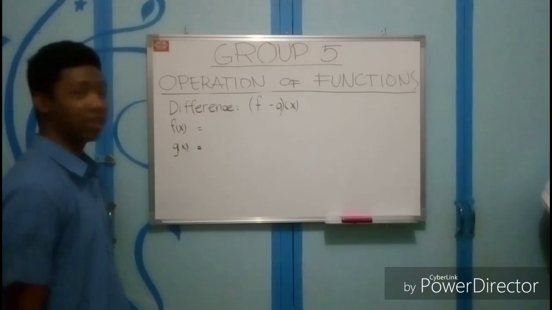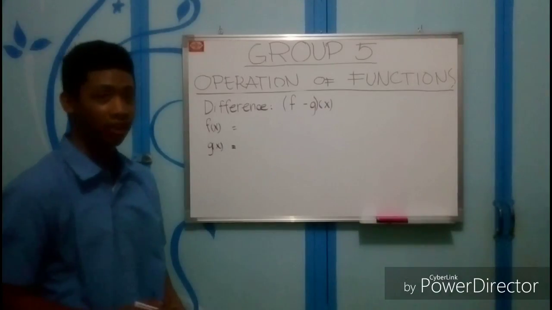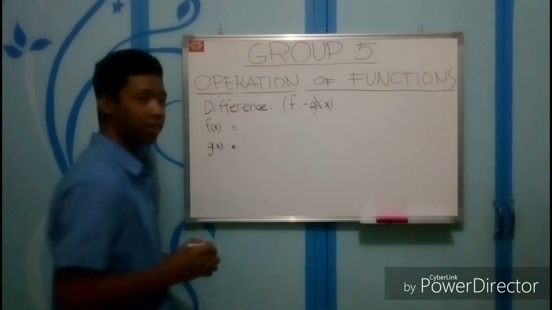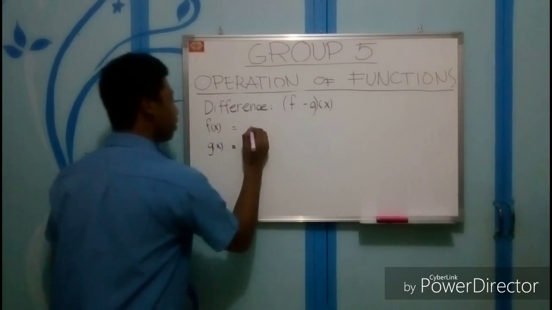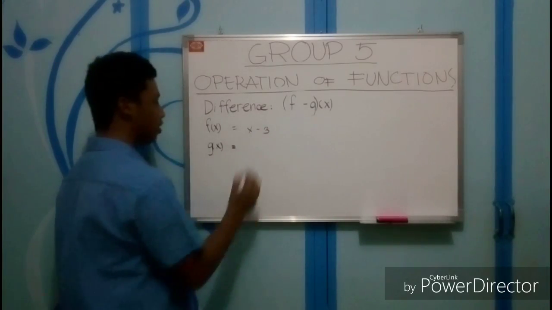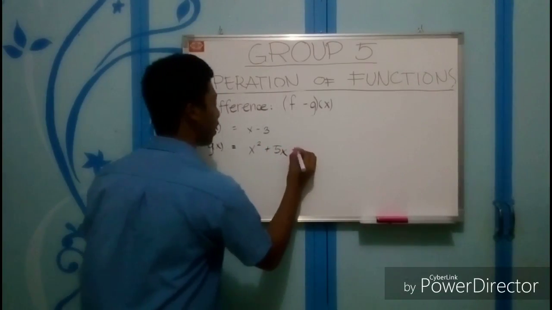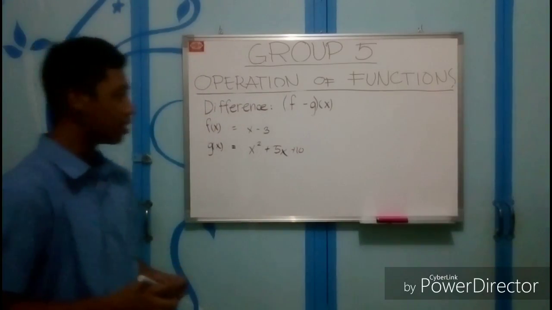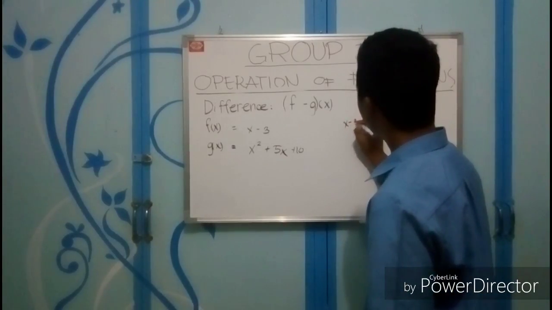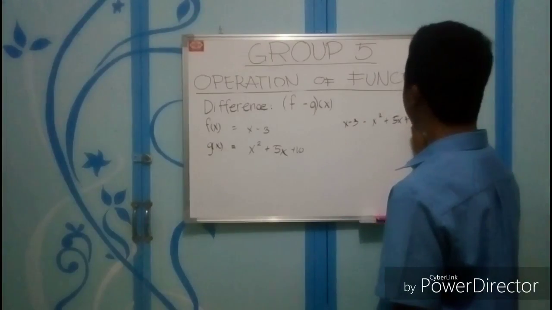Okay, so today we're going to discuss how to find the difference of operation and functions. In finding the difference of functions, you're going to use this formula, f minus g of x. For example, x minus 3 will serve as your f of x, and your g of x will be x squared plus 5x plus 10. What will happen next? Simply substitute your f of x and your g of x. Copy your f of x, x minus 3, minus x squared plus 5x plus 10.